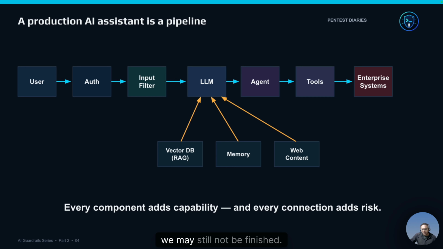But we may still not be finished. The model might pass the request to an AI agent. That agent could select a tool, and that tool could interact with the enterprise system. So what began as one sentence typed in the chat box could eventually trigger actions across multiple systems. And this is the key security principle on this slide. Every component adds capability, but every connection between those components also adds risk. One of the most important parts of the architecture is the retrieval layer, what we normally call RAG.